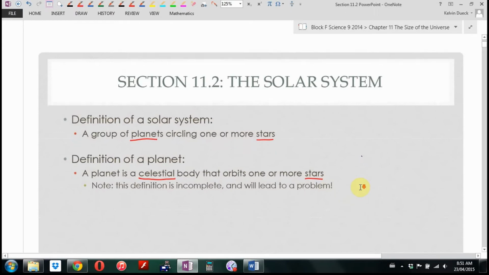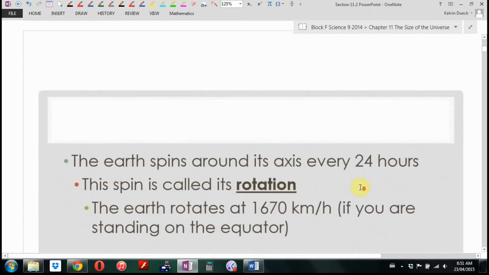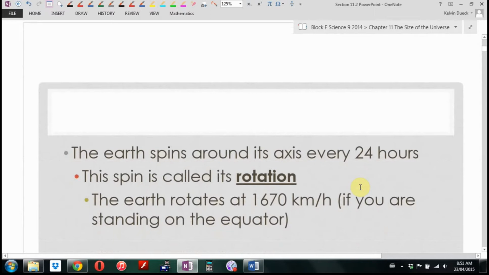Some terminology. The Earth spins around its axis every 24 hours, and this spin is called its rotation. This is a very important word.